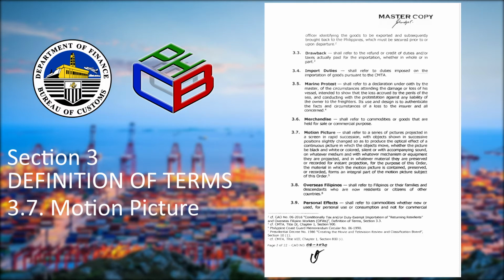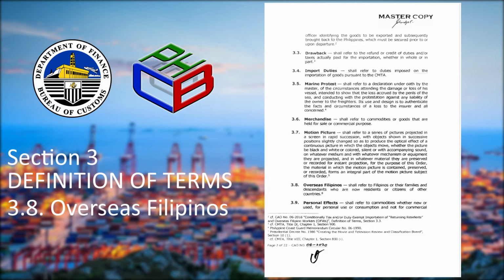3.7 Motion picture shall refer to a series of pictures projected on a screen in rapid succession, with objects shown in successive positions slightly changed so as to produce the optical effect of a continuous picture in which the objects move, whether the picture be black and white or colored, silent, or with accompanying sound, on whatever medium and with whatever mechanism or equipment they are projected, and in whatever material they are preserved or recorded for instant projection. For the purpose of this order, the material in which the motion picture is contained, preserved, or recorded forms an integral part of the motion picture subject of this order.